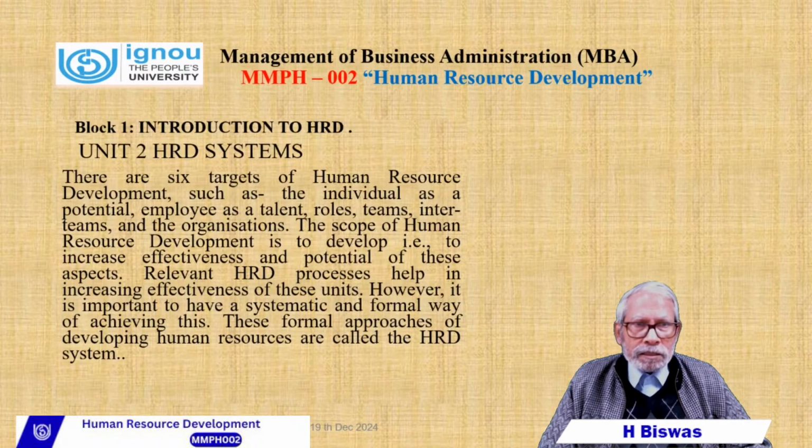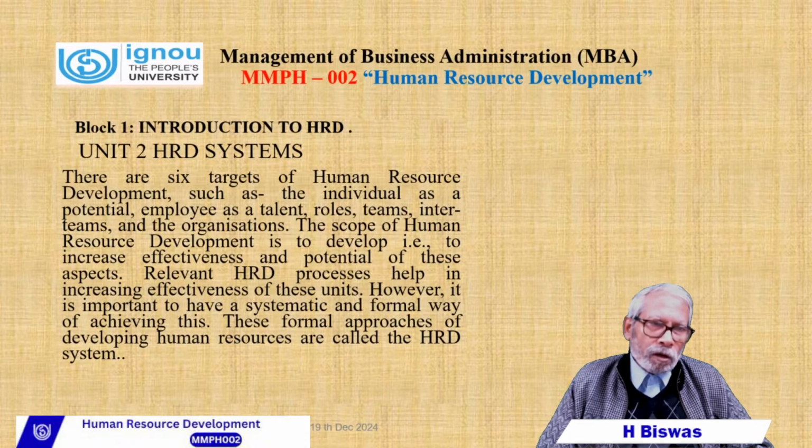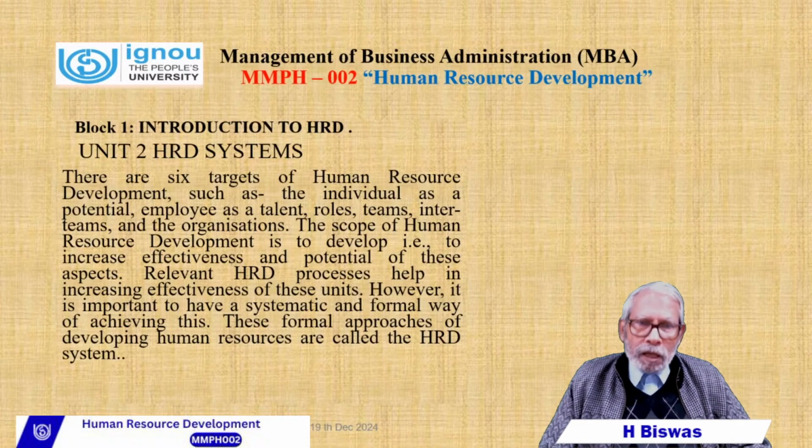There are six targets of human resource development: the individual as a potential, the employee as a talent, roles, teams, inter-teams, and the organization. The purpose of human resource development is to increase the effectiveness and potential of these aspects. Relevant HRD processes help in increasing the effectiveness of these units. However, it is important to have a systematic and formal way of achieving this. These formal approaches to developing human resources are called HRD systems.